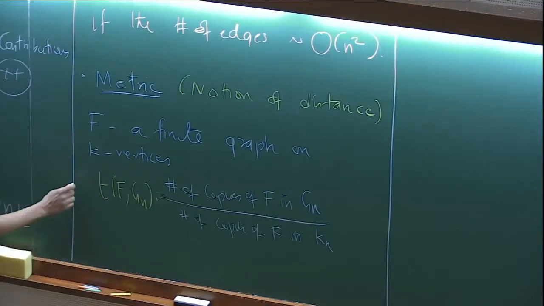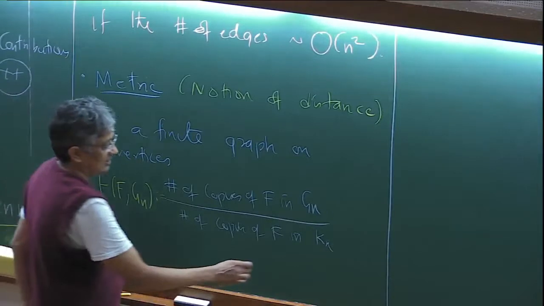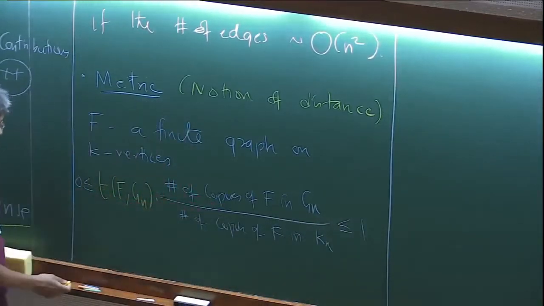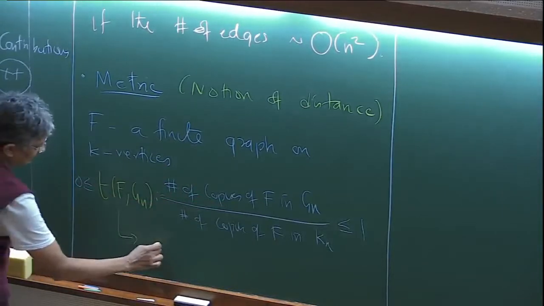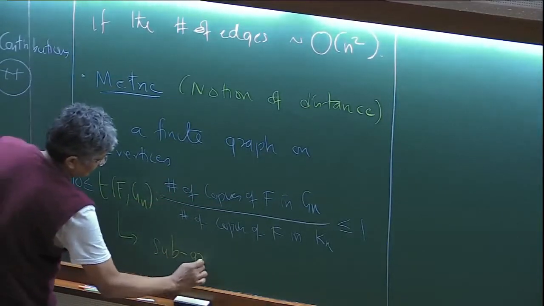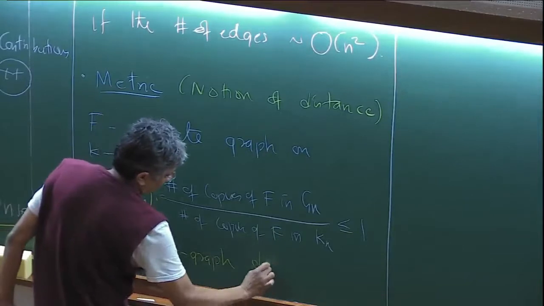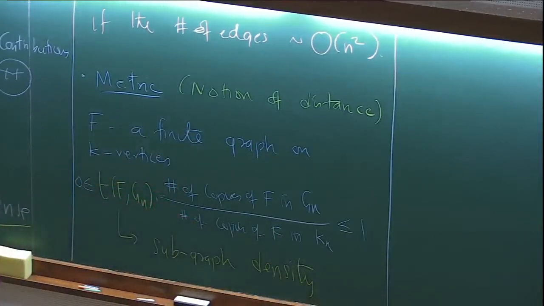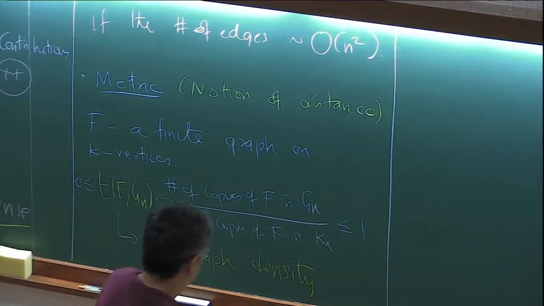Since the density is between 0 and 1, there are various names in computer science. They're called fingerprints. I just call them subgraph densities. So once I have a notion of subgraph density, I have two graphs. I look at how the subgraph densities differ to quantify a notion of distance. That's what I know.